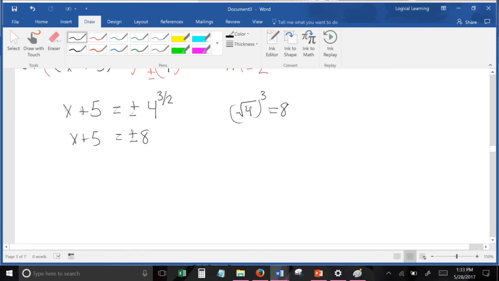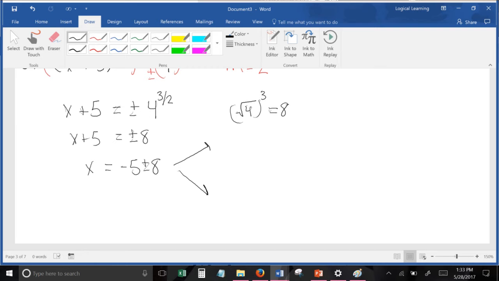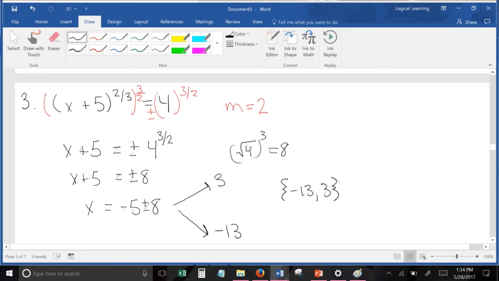Now here we just continue to solve as we would any other equation, and we have -5 plus or minus 8. So this is going to give us two solutions. We're going to have 8 minus 5, which is 3, and -5 minus 8, which is going to give us -13. So our solution set in this case is -13 and 3. And again, we can check it. We can look at it real quick, actually, this one to check it.